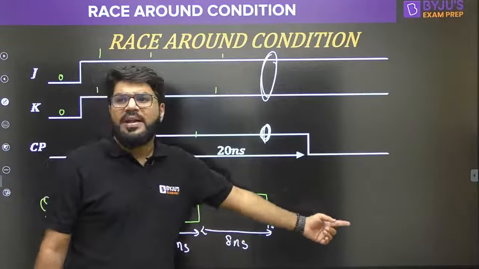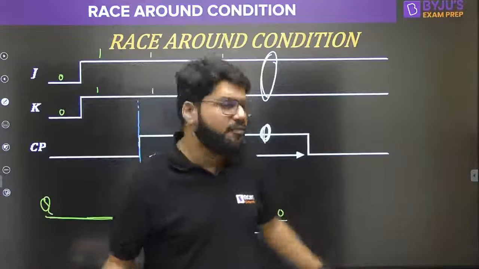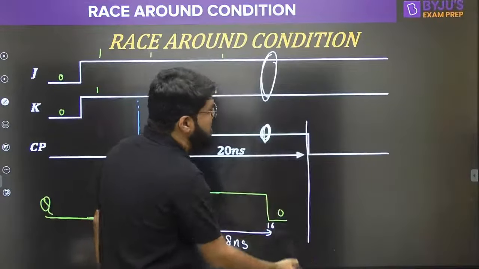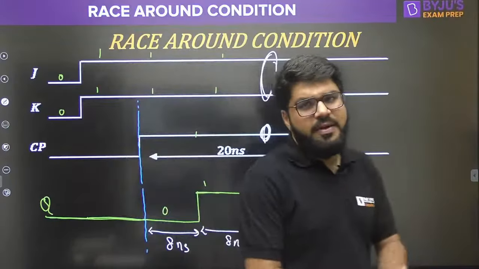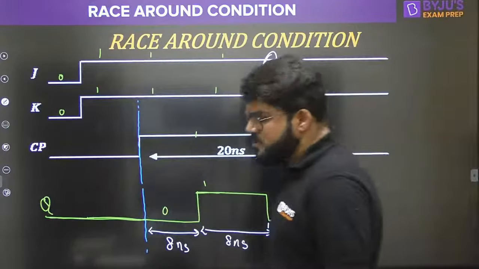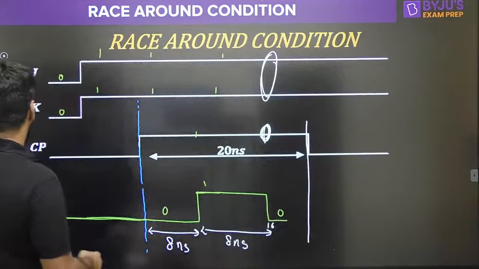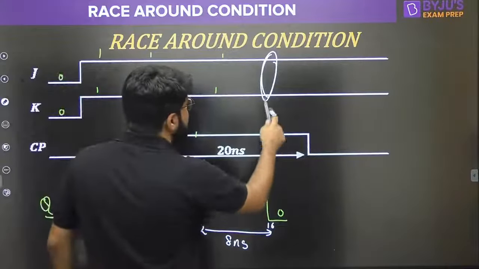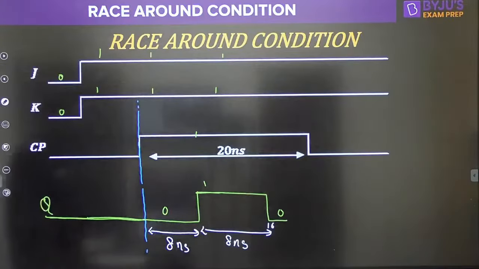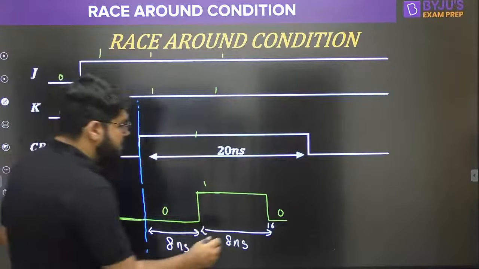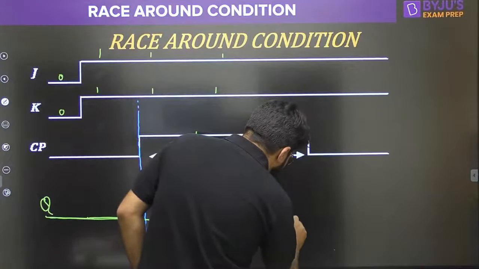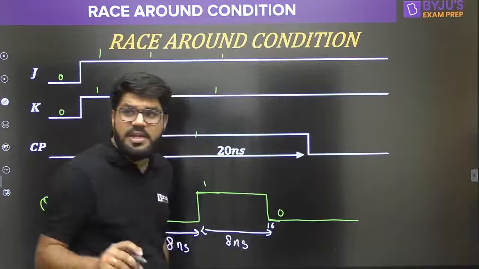So 16 plus 8, 24. We don't have the time up to 24 because at 20 nanoseconds the clock door will close, and that operation will not be successfully completed. Right, that particular operation will not be successfully completed, and hence the device remains in the 0 state.